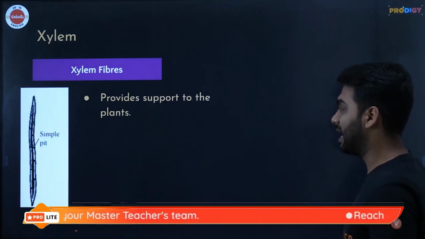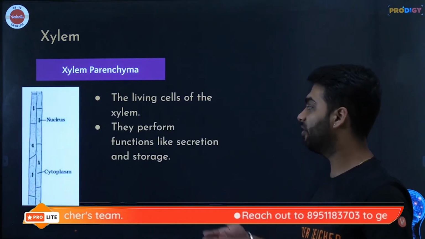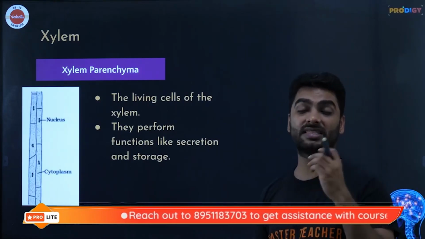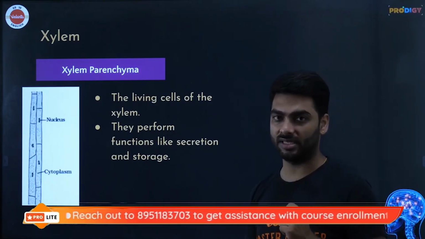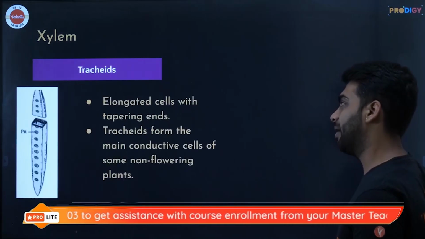We have in the xylem the fibers, which provide support to the plant, and the xylem parenchyma, which are the only living cells of the xylem. They help in functions of secretion and storage of water and minerals. So the tracheids, the vessels, the fibers, and the parenchyma.